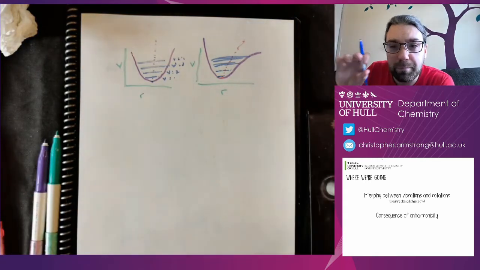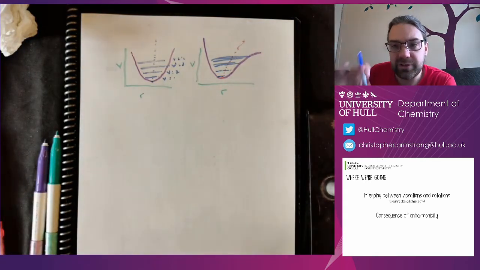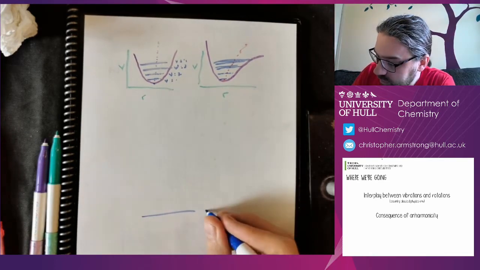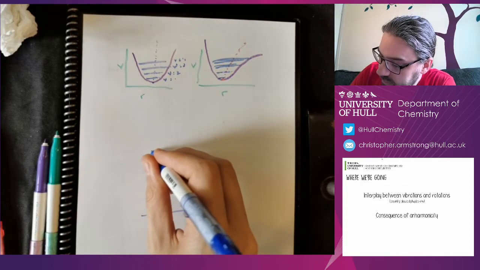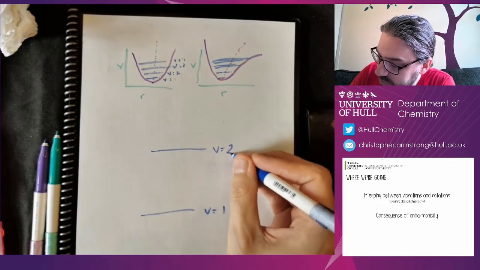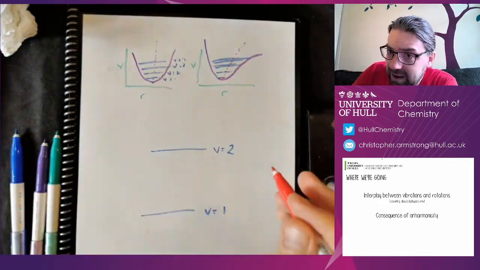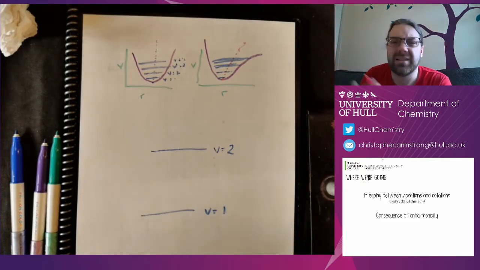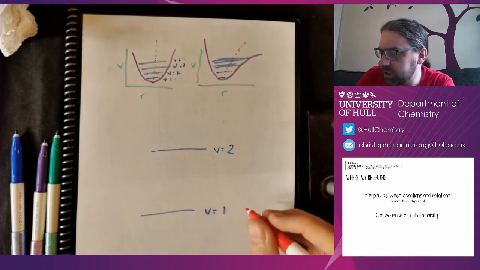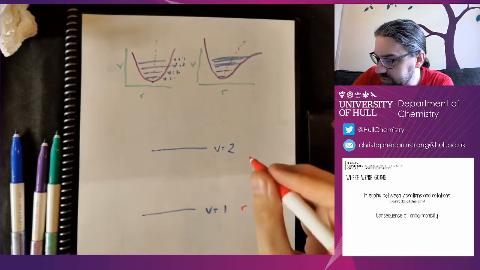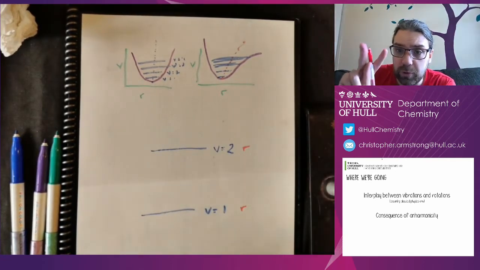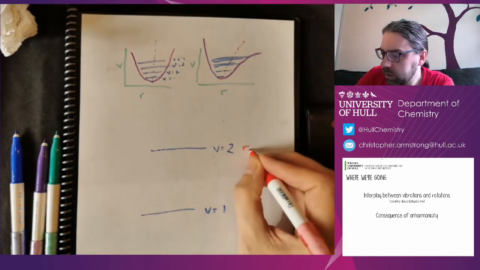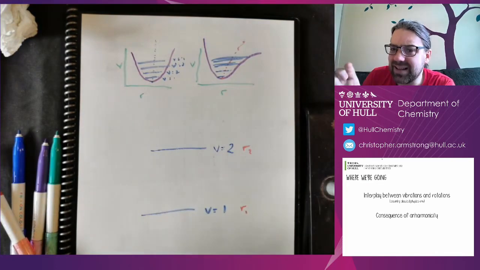So that means the bond length is different in two different V values. So if we've got V equals 1 down here and V equals 2 up here, we have associated with this, and this is the thing that will pop up in the lab workshop practical where we try to calculate the bond length of HCl in a bit more detail, we have associated with it two bond lengths. One R, we'll label it R1, and R2, which should be slightly larger.